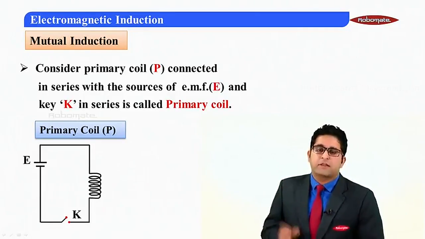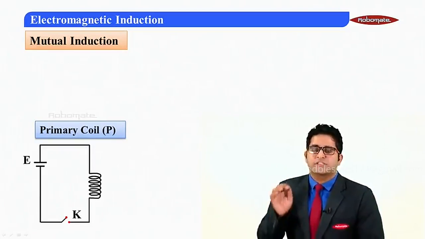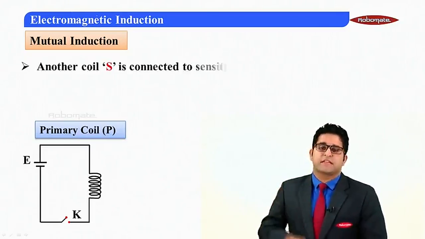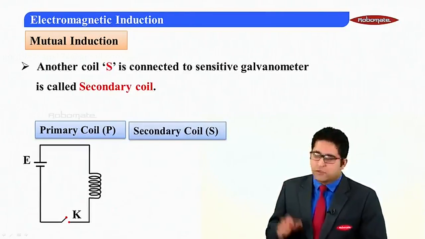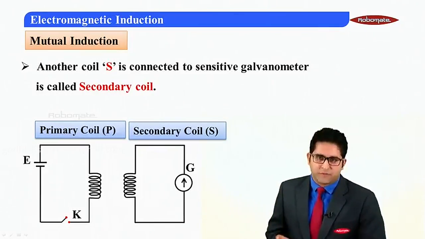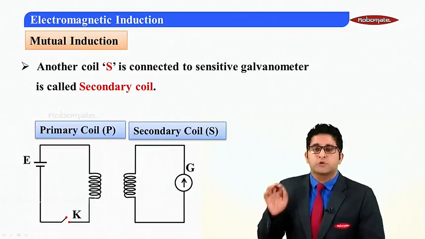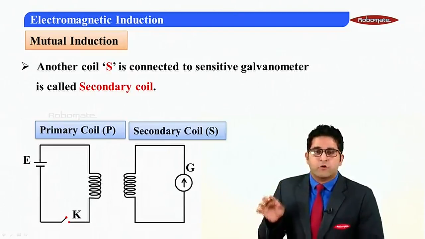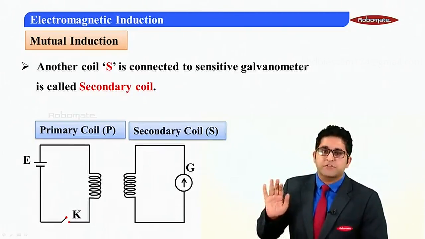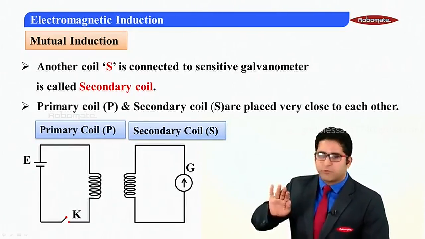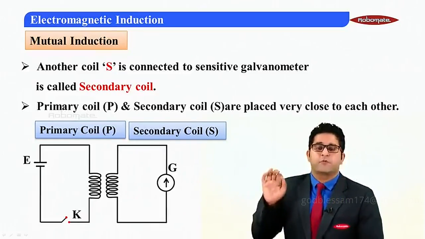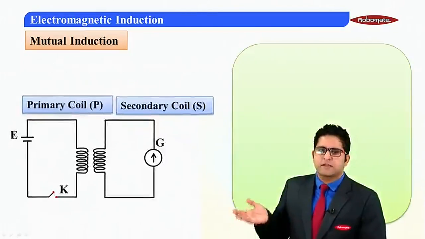Now along with the primary coil I'll be needing one more coil which is named as secondary coil and represented by symbol S, and it is connected to a very sensitive galvanometer. So this is our secondary coil over here, right? And why do we need this galvanometer? So as to detect the value of induced current in the secondary coil. And these two coils are placed very close to each other, right? Now I'm pushing this secondary coil towards the primary coil, and they are kept very close to each other. Now let us take this circuit ahead.